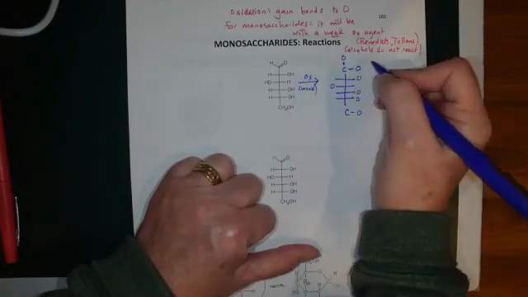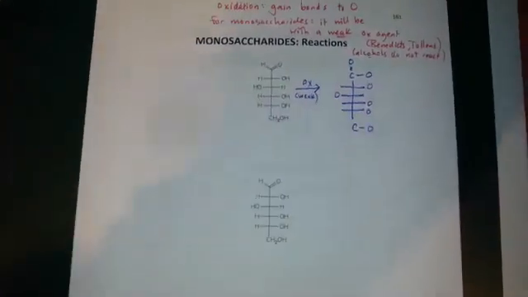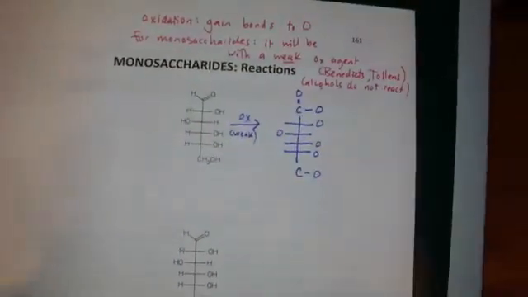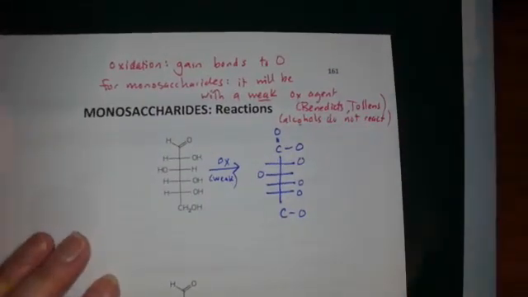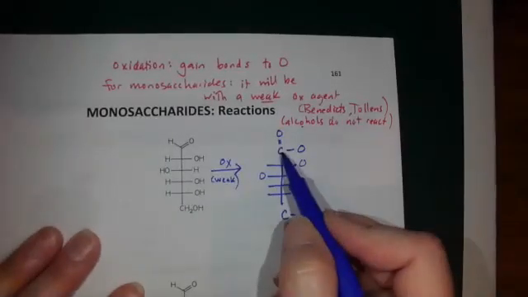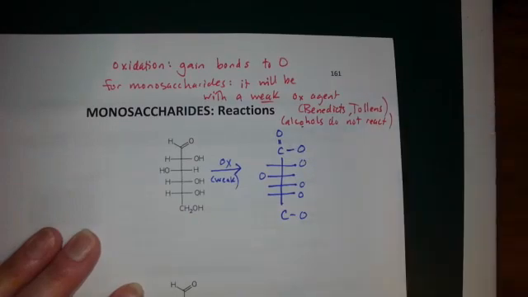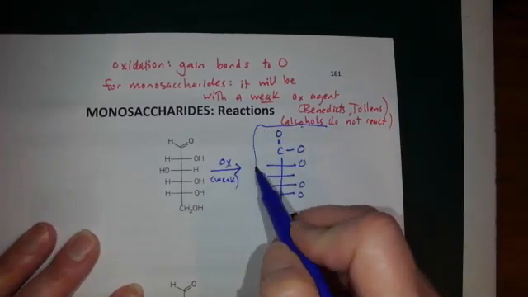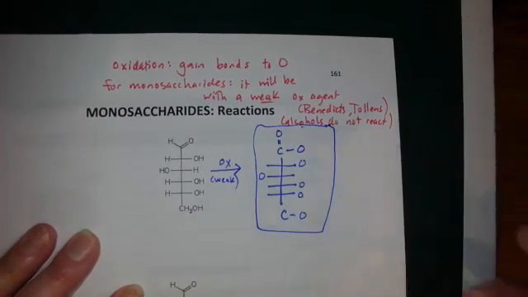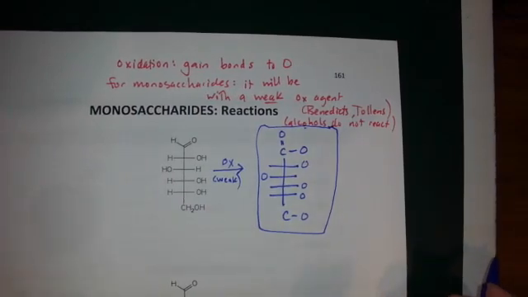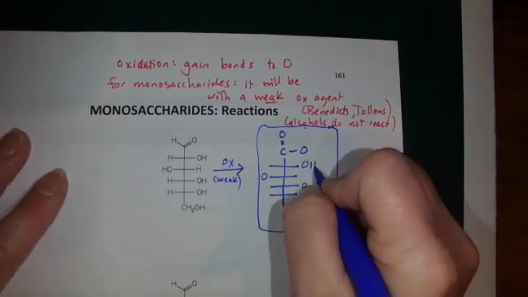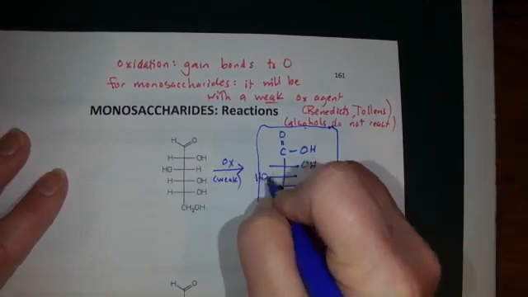That would look like this. Is there room for any more bonds? Let me zoom in a bit. Is there room for more bonds on that carbon? There's not. This is a double bond, so 1, 2, 3, 4. So this is our final answer. To fill in the functional groups again, we could go back in and add all the H's.